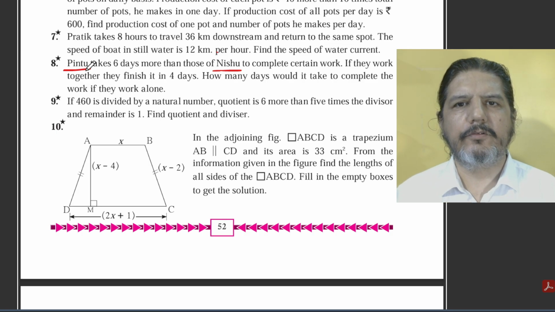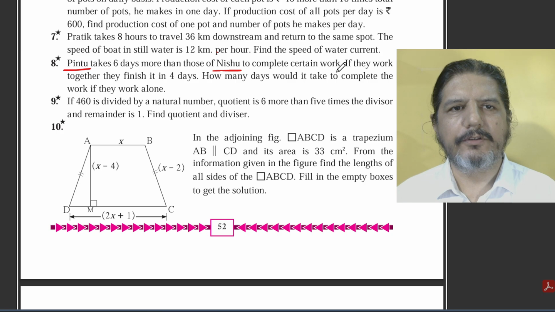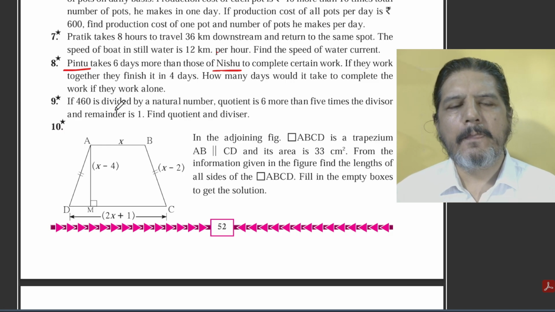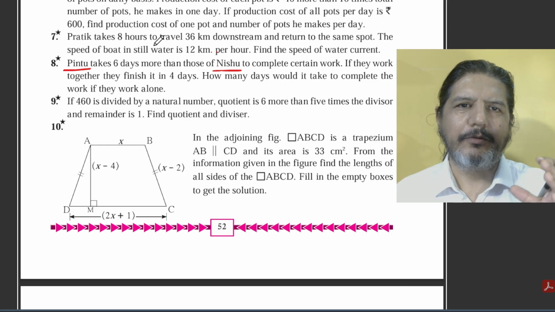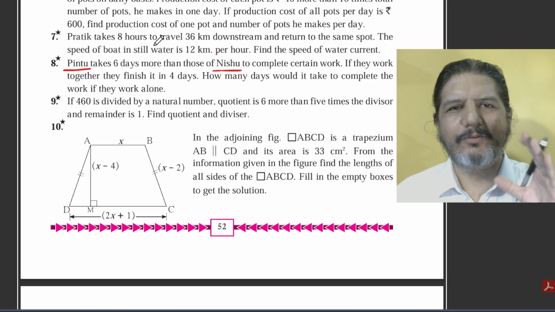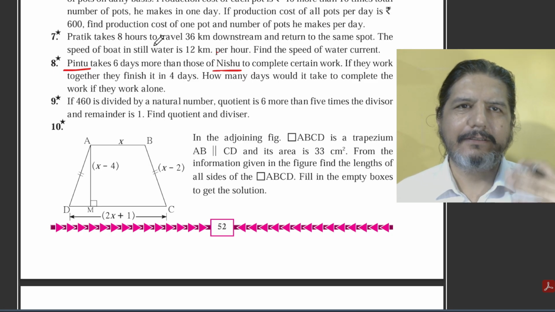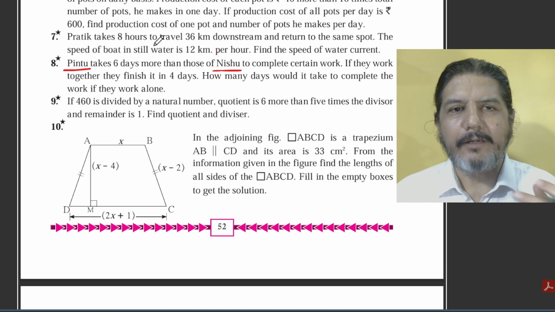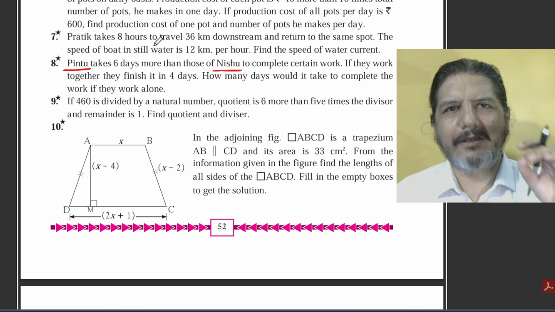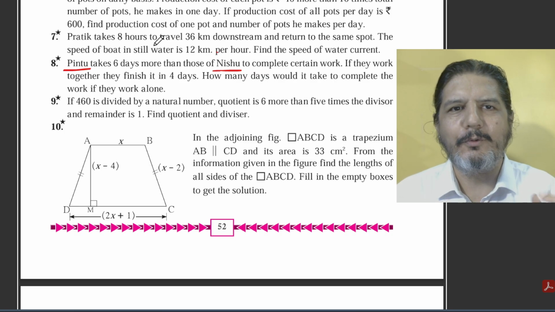So let's look at this question. Pinu takes 6 days more than Nishu to complete certain work. If they work together, they finish it in 4 days. How many days would it take to complete the work if they work alone? So these are the work problems. Usually these are the kind of problems that students don't understand easily. Let me try if I can make sense of these problems to you.